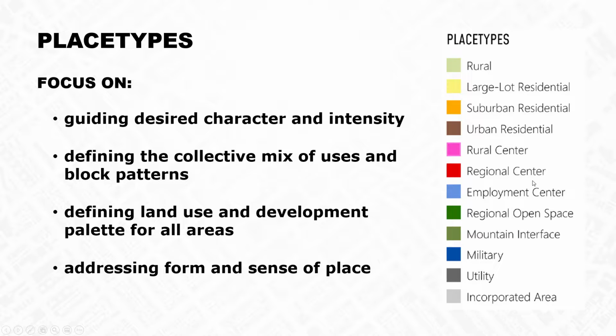Place types as a planning approach focuses on several key factors. The place types approach focuses on guiding desired character and intensity, basically what type of development we would like to see where. We define the collective mix in uses and block patterns. What types of uses would we likely see in an area? And if a neighborhood is being built, what do those blocks look like? What are the patterns we would likely see as an area becomes developed? We begin to define the land uses and the development palette for all areas.